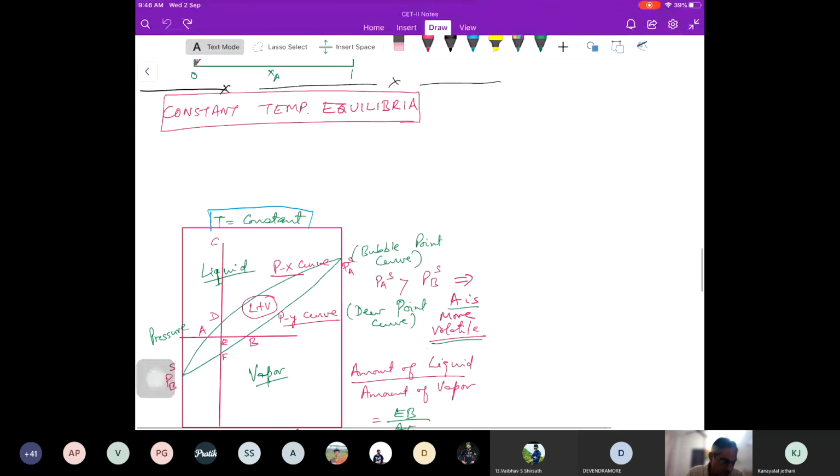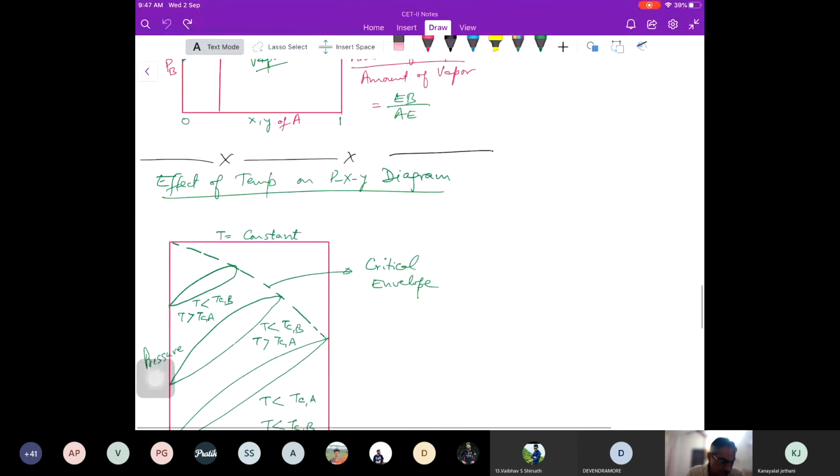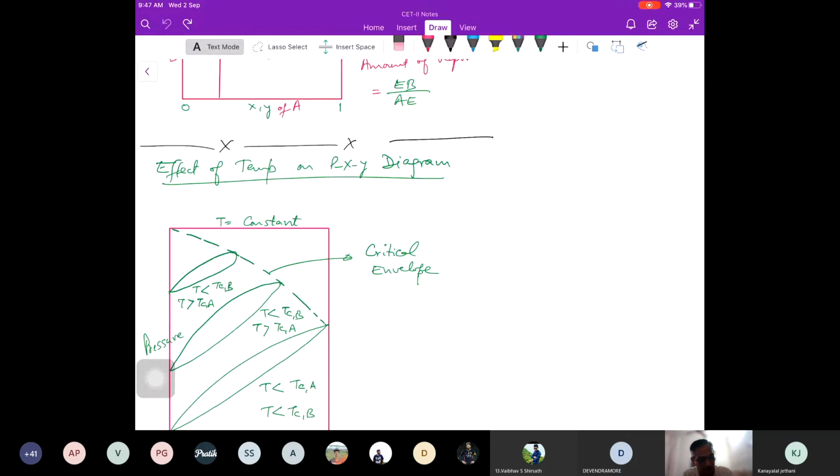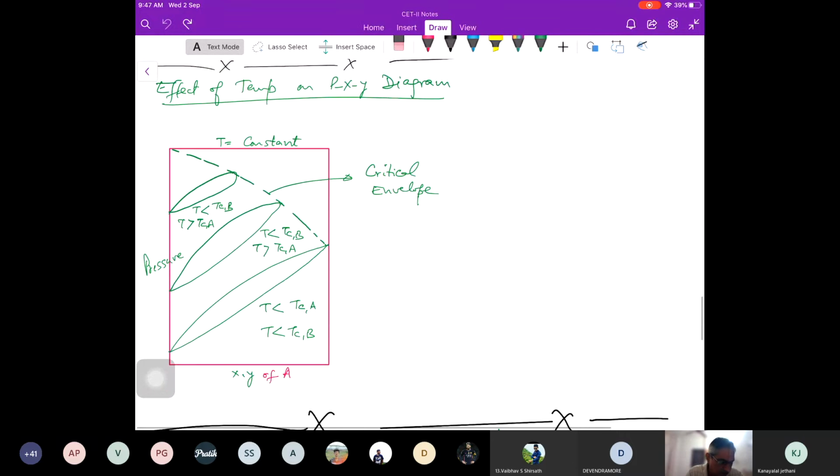So that is the temperature PXY diagram. Again, similar to the TXY diagram, there is an effect of temperature on the PXY diagram. If we increase the temperature, what happens? The curve changes, it contracts, and it depends on the critical temperature of the more volatile component.